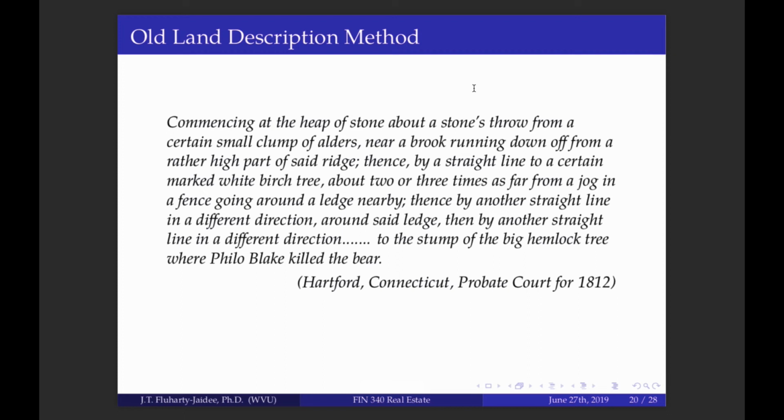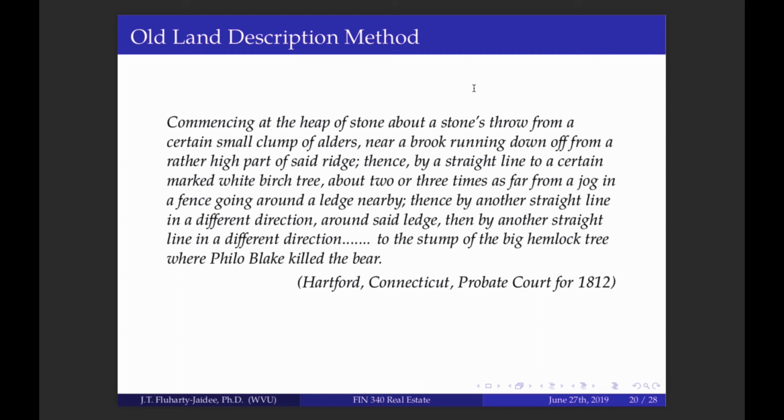So, moving on to land description methods here. Here is an old description from Hartford, Connecticut at a probate court in 1812. They were trying to determine where this piece of land was, and as you can see from the description, these old methods left a lot to be desired for accuracy.